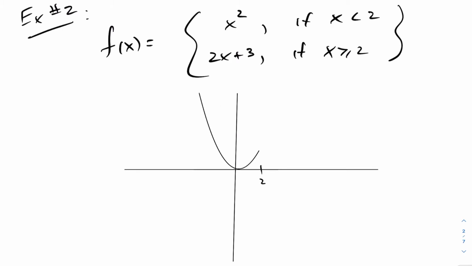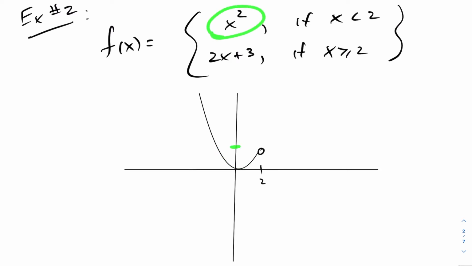Now at 2, we're not including x squared. The function changes to 2x plus 3. So at 2, we're going to put an open circle for now. The open circle signifies the fact that we're approaching this value here. In this case, we'd be approaching 2 squared.